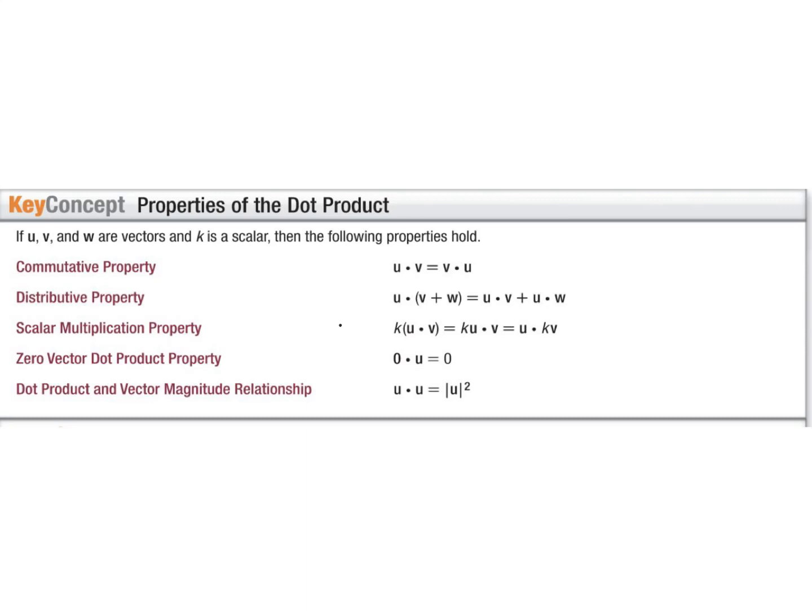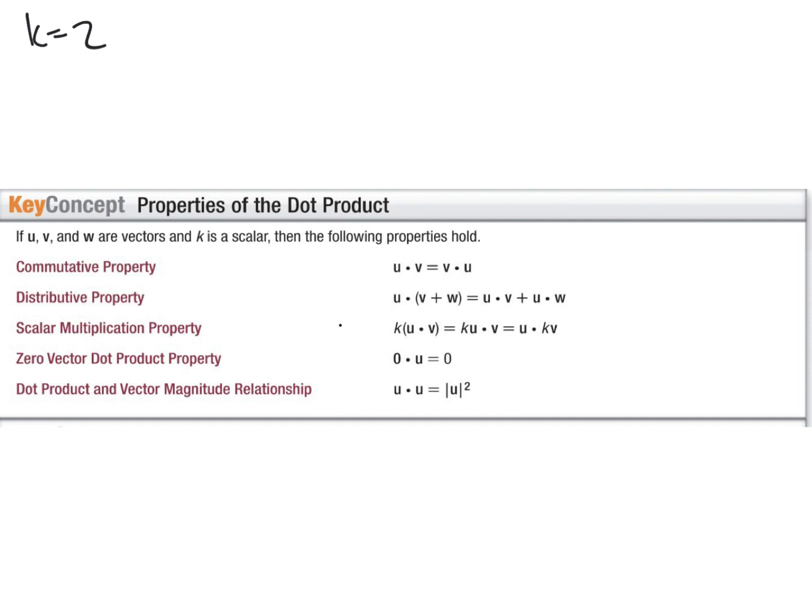Now we have different properties of the dot product that we need to go over. If u and v and w are vectors, and k is a scalar, aka a constant like 2, that multiplier piece, then these following properties hold.